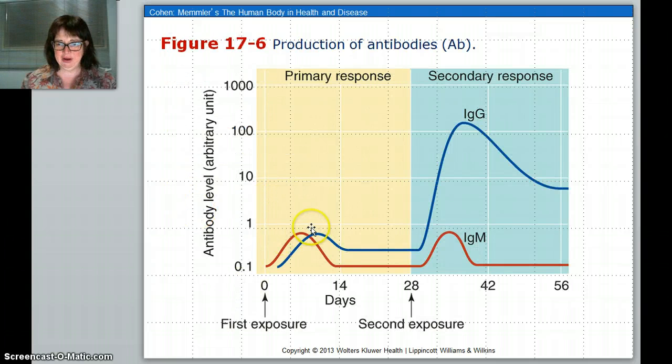When you look at the antibodies, some are produced at first response, and then there's a second exposure, or often a booster shot, and that will produce a second response. And I'm going to stop it there. There'll be a part 2 talking about the types of specific immunity.